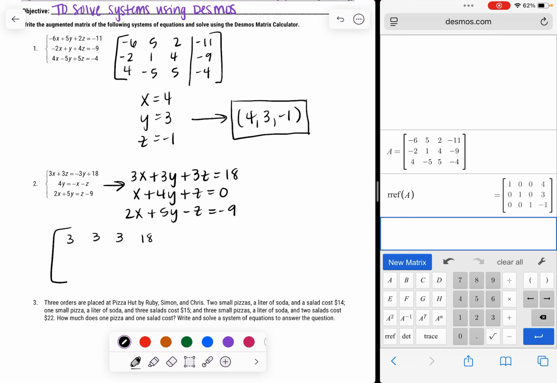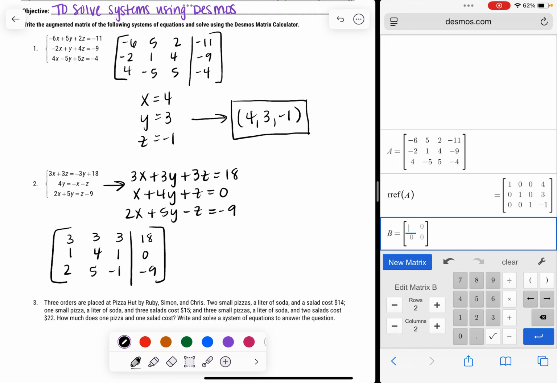So 3, 3, 3, 18, 1, 4, 1, 0, and 2, 5, -1, -9. And then I'm going to go ahead and hit new matrix, and maybe we'll call this one matrix B.